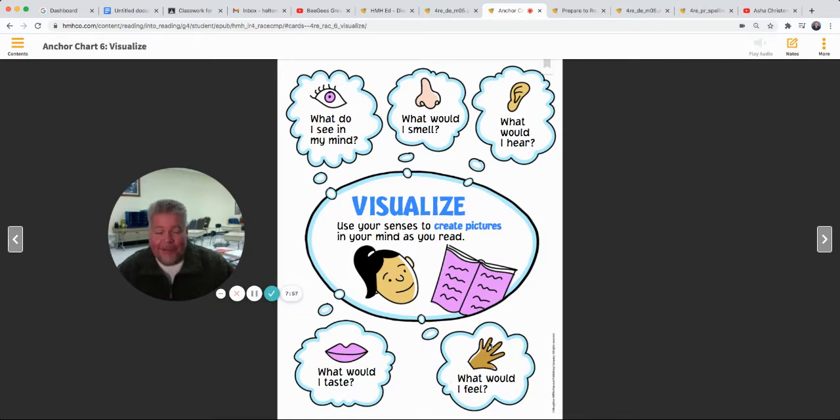What would I feel? Maybe it's a poem about a soft pillow, or a cloud, or a fluffy cat. You might put words in your mind that cause you to feel something. You're imagining it in your mind. You're visualizing it. So I want you to think about this as you write your own poems. As we read the poems this week, think about what it means to visualize, to create pictures in our mind of what we see, smell, hear, taste, or touch, or feel.